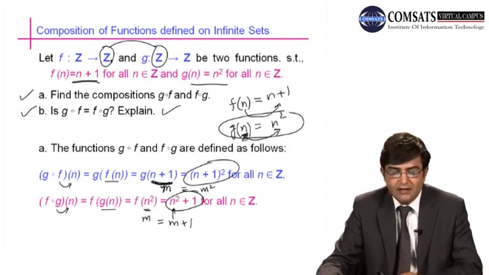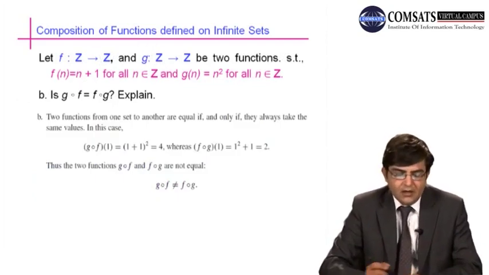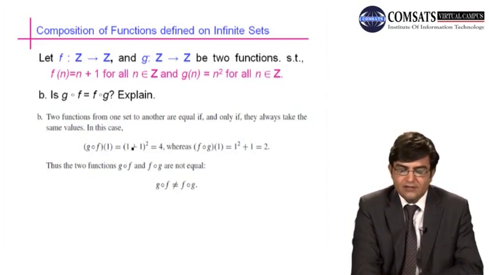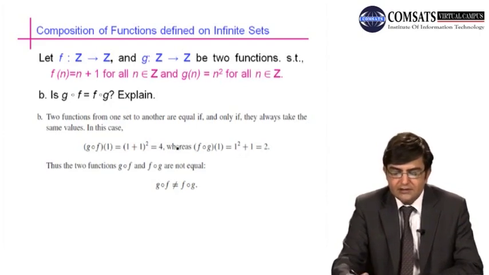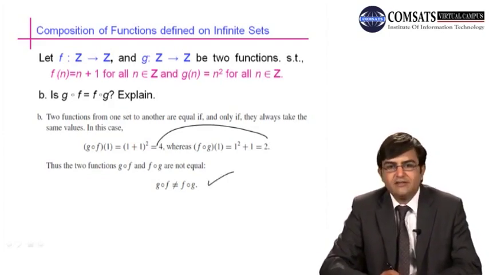Obviously we can give a counterexample to disprove it. For example, if we take 1, any element of the domain, g circle f of 1 is basically 1 plus 1 whole square, which is 4. Now f circle g of 1 is basically 1 square plus 1, which is 2. Now 2 is not equal to 4. So therefore the composition of two functions, g circle f and f circle g, is not necessarily always equal.